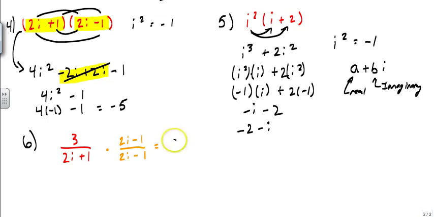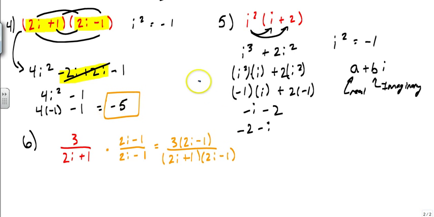And I'm actually just going to rewrite it first so you can see it. So 3 times 2i minus 1 over 2i plus 1 times 2i minus 1. Now, do I really need to work this whole thing out again? Because if you just look up a little bit, you'll see that 2i plus 1 times 2i minus 1 actually equals negative 5. All the work is already done in problem number 4. So this actually just becomes 3 times 2i minus 1 over negative 5.